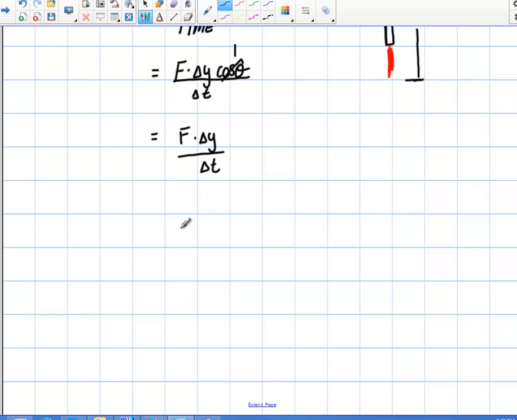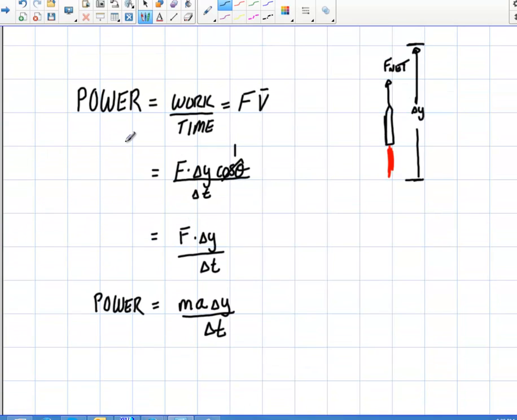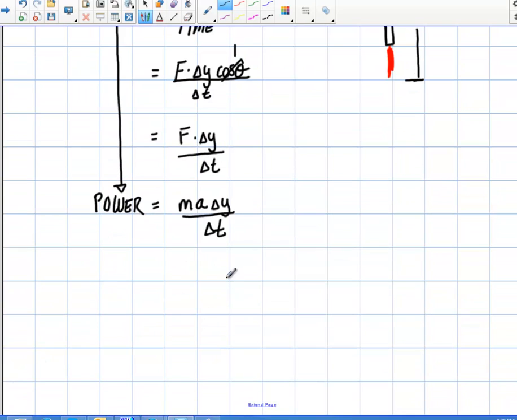And what is force? Well, force is mass times acceleration. Delta y over delta t. Now, I'm dealing with this equation in terms of mass, acceleration, and displacement. And again, this is the same equation. I'm just bringing it down here and condensing it a little bit.